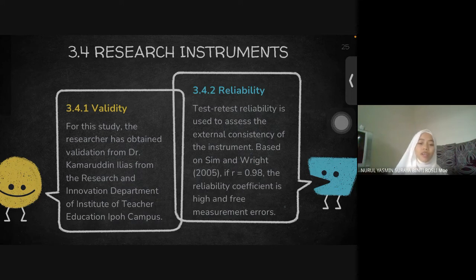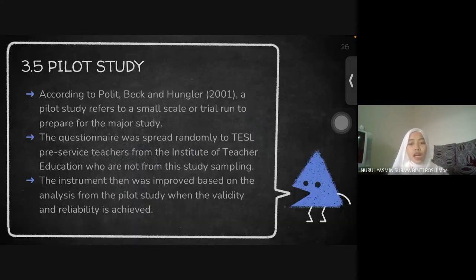Right, and it functions to indicate any errors or biases across the items in the instruments before it is administered to the respondents. And based on Sipe and Wright 2005, if r equals 0.8 to 0.98, the reliability coefficient is high and free from measurement errors. Next, we will look at the pilot study.